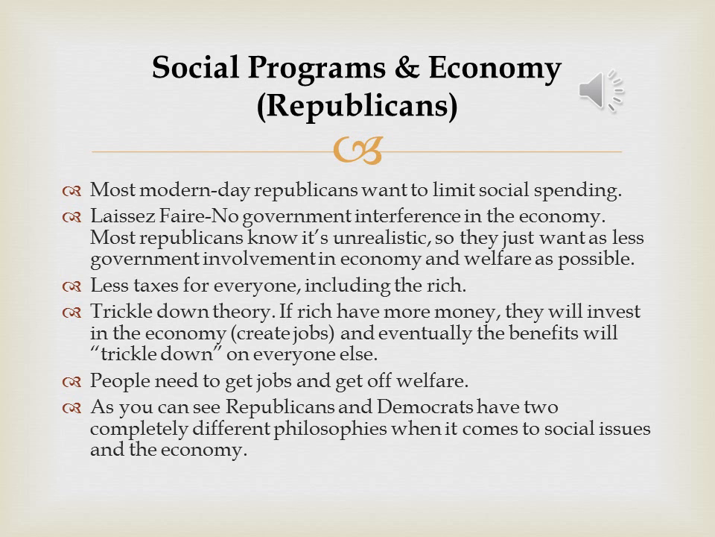So the benefits will trickle down on everyone else. This trickle-down theory is at the core of the Republican Party today: if the rich have more money, they will invest in the economy by creating jobs, and everyone's going to benefit. So let's say a rich person will have more money by not paying that much in taxes, and let's say he builds a factory or a large company. Now that he built that company, he's going to hire those people. He's going to hire everyone else. That's the idea. And thus the benefits are going to trickle down on everyone else by them getting jobs, so to speak.